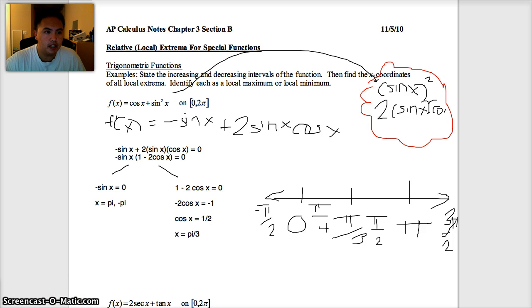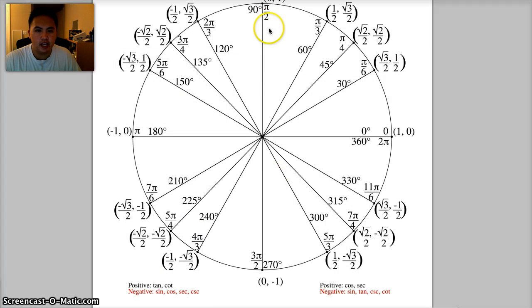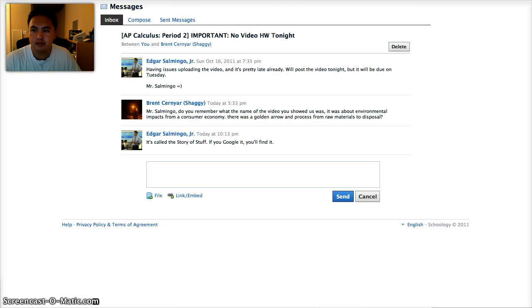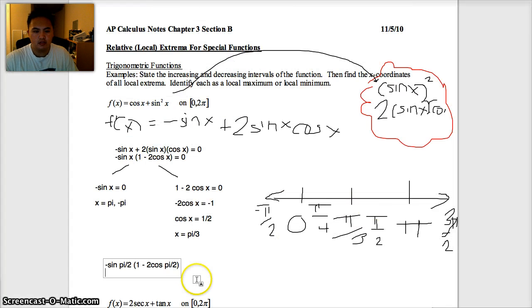When I plug in negative pi over 2, I get negative sine pi over 2 times 1 minus 2 cosine pi over 2. So this is why it's very important that you don't rely on the unit circle, because it's going to slow you down. Sine pi over 2, if you forget, you can always refer to the unit circle, but sine pi over 2 is going to be 1, which is what you want, because you want those nice clean numbers. So it's negative 1. So the first one is negative.